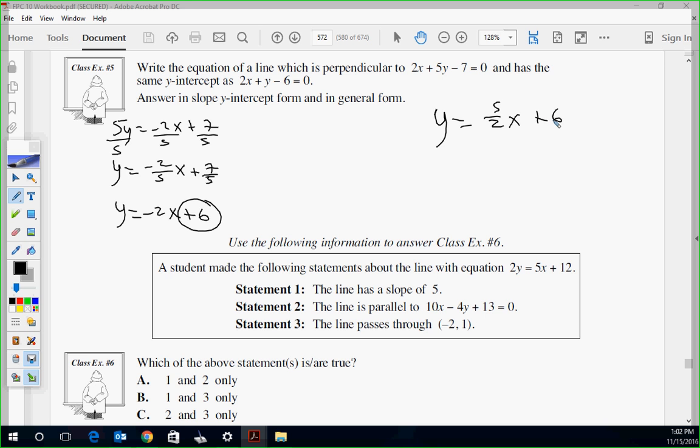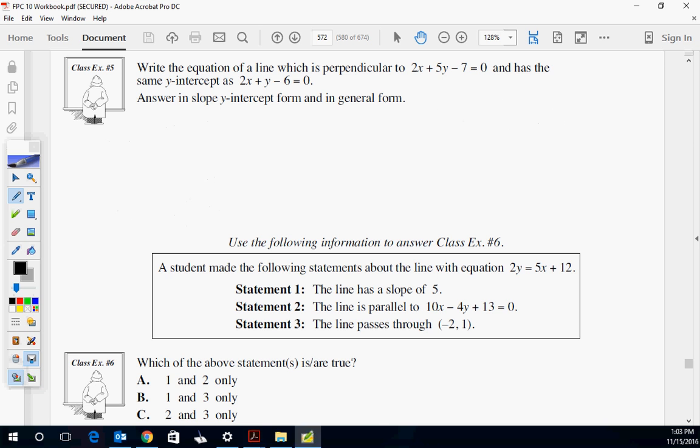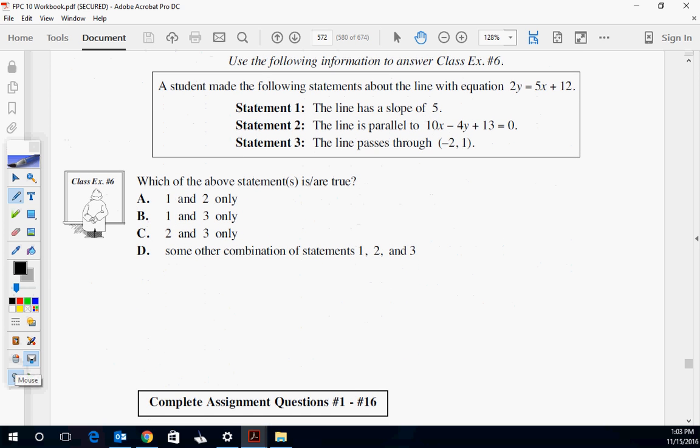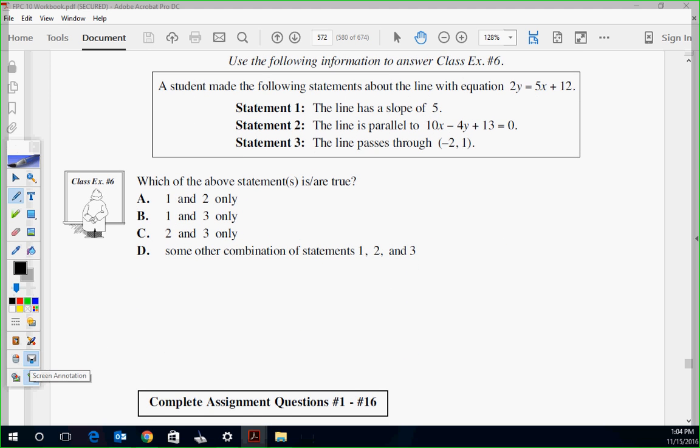All right, so we got a little if-then here. Use the following to answer class example number 6. Statement 1, the line has a slope of 5. Statement 2, the line is parallel to 10x minus 4y plus 13. Statement 3, the line passes through the point -2, 1. So for the line given, we're trying to see, does the line have a slope of 5? Correct. Good job, Maddie. That's not y by itself. So no, statement 1 is incorrect. So A and B are out, just like that.